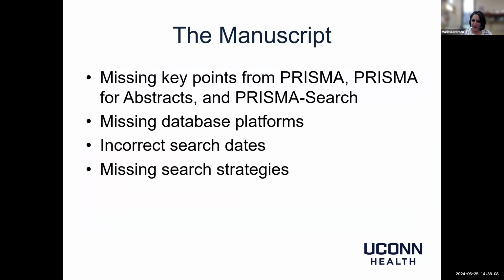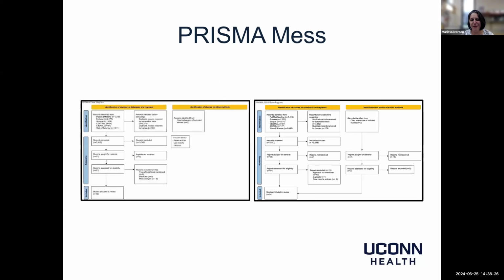The manuscript itself, it was missing some key points from Prisma for abstracts, Prisma search. None of the database platforms were mentioned. The search dates were wrong, and only the PubMed strategy was provided, even though I gave them all of them. But probably the worst thing was there were two Prisma flow diagrams showing different numbers. One of them was from when I originally ran the search in February, and the other one was from when I updated it in June. They took both of them and put them both in the manuscript.